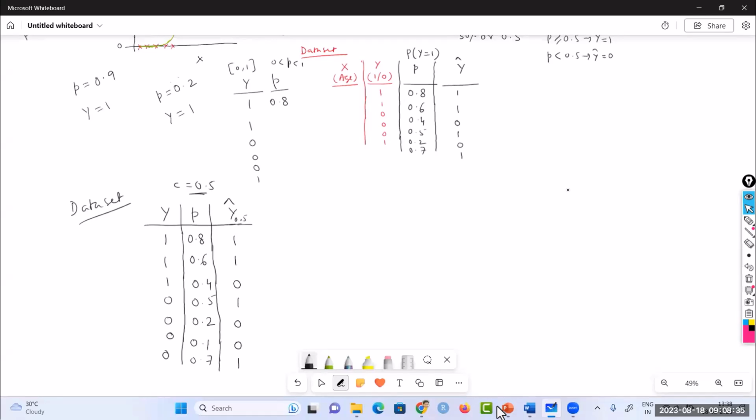Now, based on this data set, I will talk about the different metrics. I'll discuss the different metrics which are used to judge the discrimination ability of my logistic regression model. That means which are used to judge the performance of my logistic regression model.